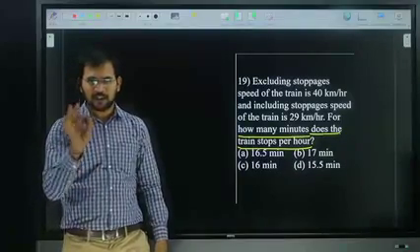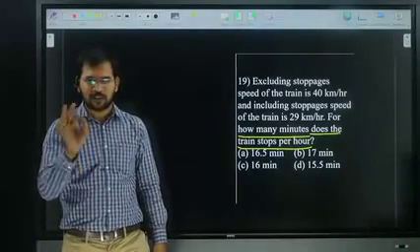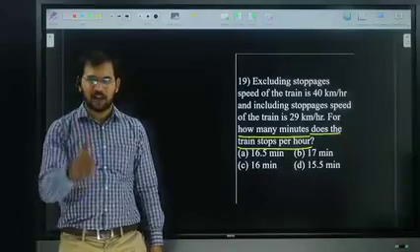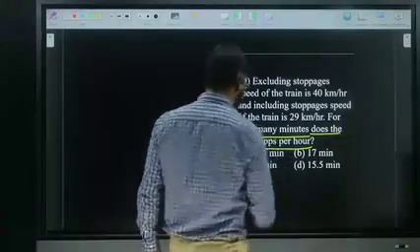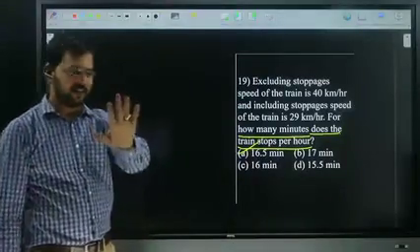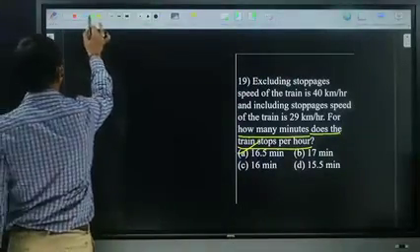On an average, 16.5 minutes per hour the train stops during its journey. All of you okay? So your option is 16.5. Option A is the right answer. All of you clear? Don't worry, I will explain once again on the board.